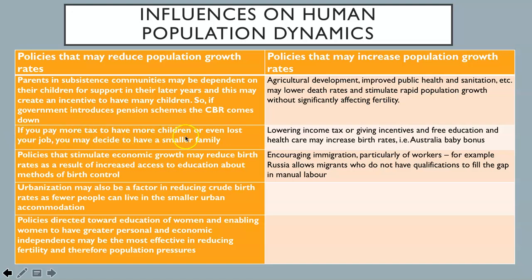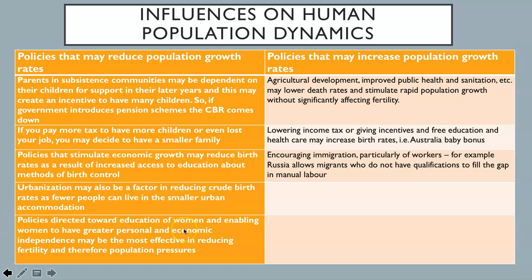If you pay more tax to have more children or even lost your job, you may decide to have a smaller family. Policies that stimulate economic growth may reduce birth rates as a result of increased access to education about methods of birth control. Urbanization may also be a factor in reducing crude birth rate, as fewer people can live in the smaller urban accommodation.